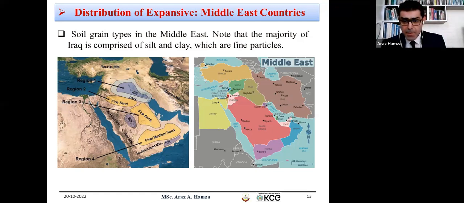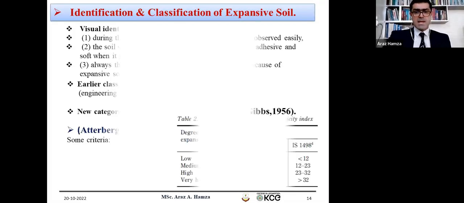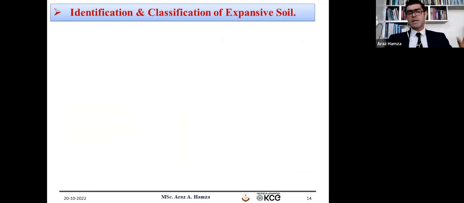And in the other countries, we have fine sand and medium sand for Saudi Arabia and some parts of Egypt. It means that there is no problem. But this is not accurate data. This is not an accurate map, because we need an accurate map to have such data. This is the only thing that I got from the internet for the distribution of expansive soil in the world.